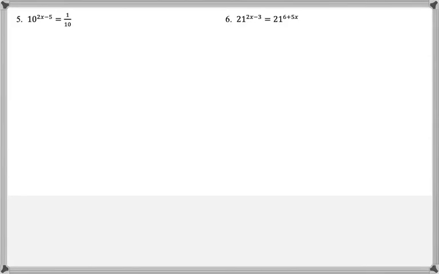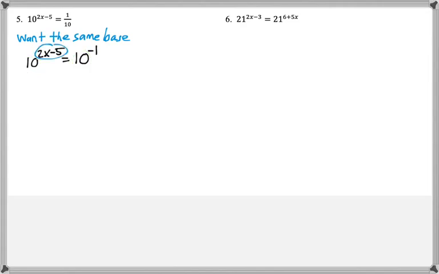On number 5, my first step is to get the bases to match. So the left-hand side I'm not going to change at all. And the right-hand side, the 1 over 10, I'm going to express that as 10 raised to the negative 1. So again, I haven't changed the value. These are the same thing. They're just expressed in different ways. And I want to express it as 10 raised to the negative 1 so that my bases match.